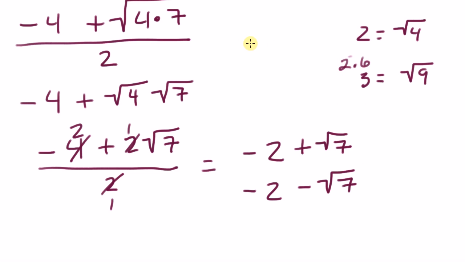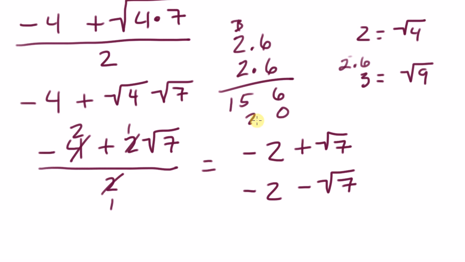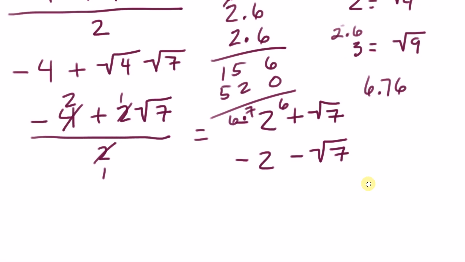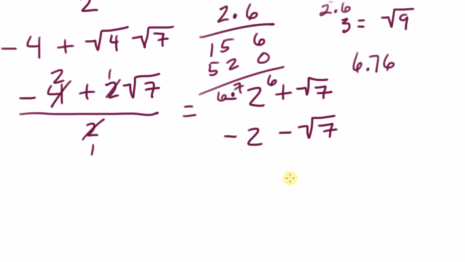2.6-ish. And if I take 2.6 and I multiply it by 2.6, I get 36, I get 15, 0, 2, 1, 4, 5. And then we got 6, 7, 6, and then 2 decimal places. So 6.76. I'm going to say that's close enough. So we're good. So 6.76.